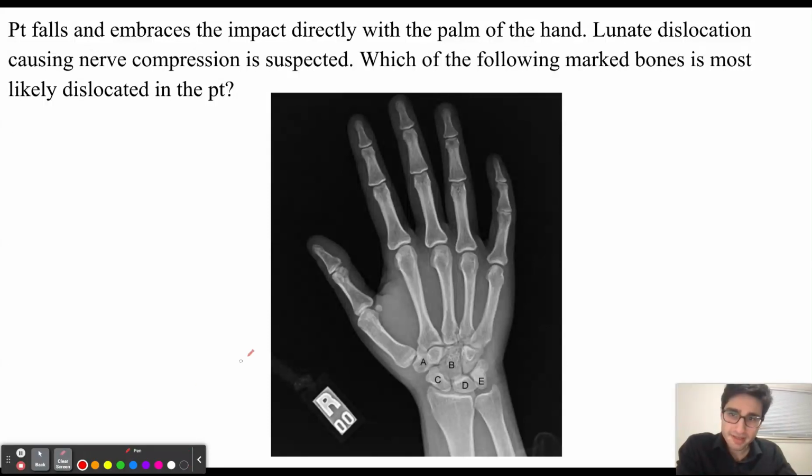Patient falls and absorbs the impact directly with the palm of the hand. Lunate dislocation causing nerve compression is suspected. Which of the following marked bones is most likely dislocated in the patient?